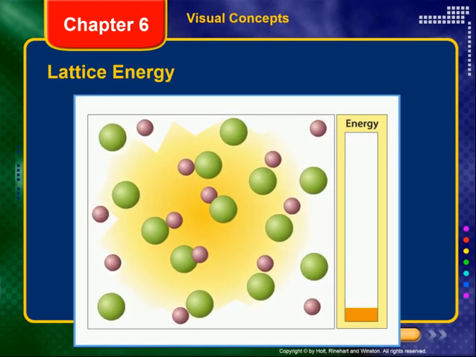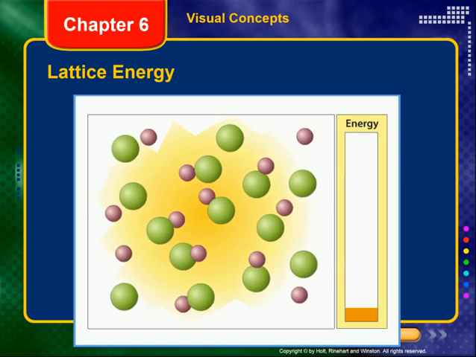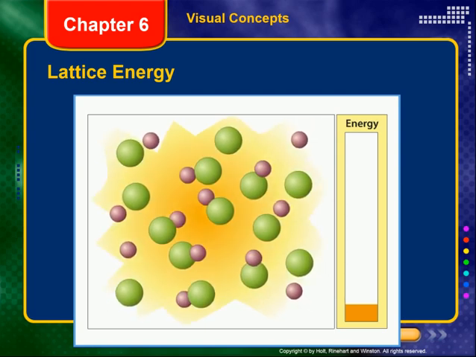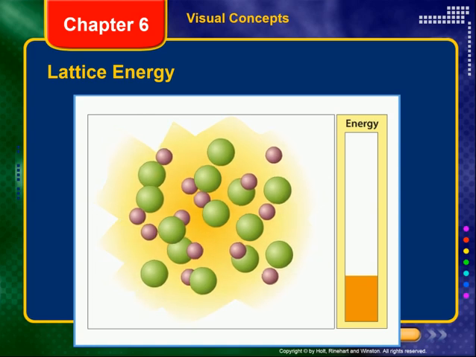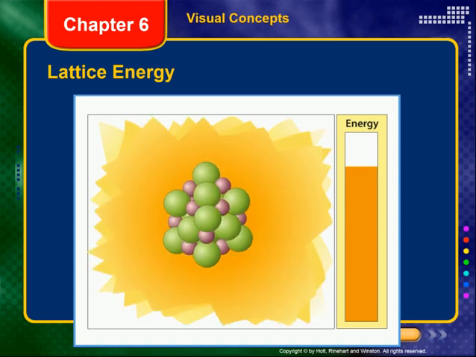For these sodium and chlorine ions, a lattice structure is more stable than a gaseous cloud. Energy is released as they come together to form a crystal lattice structure. 787.5 kilojoules of energy are released when the sodium cations combine with the chlorine anions to form solid crystalline sodium chloride. This energy is the lattice energy.